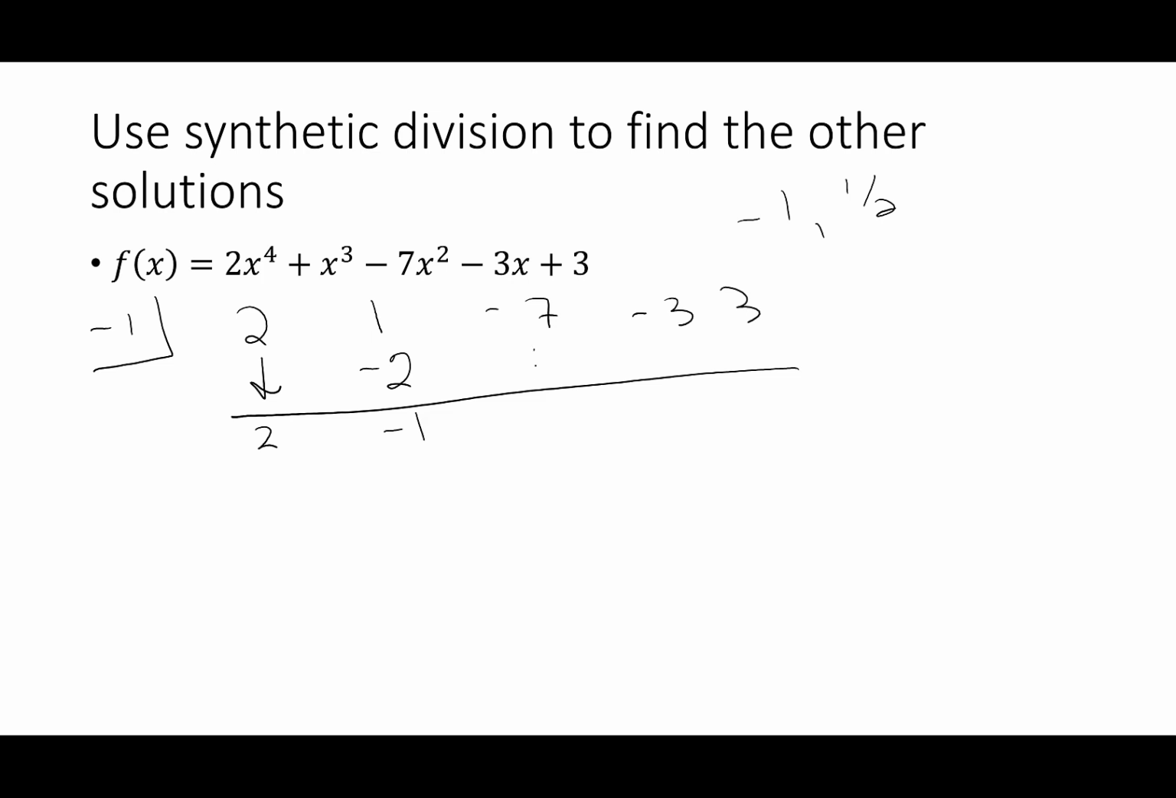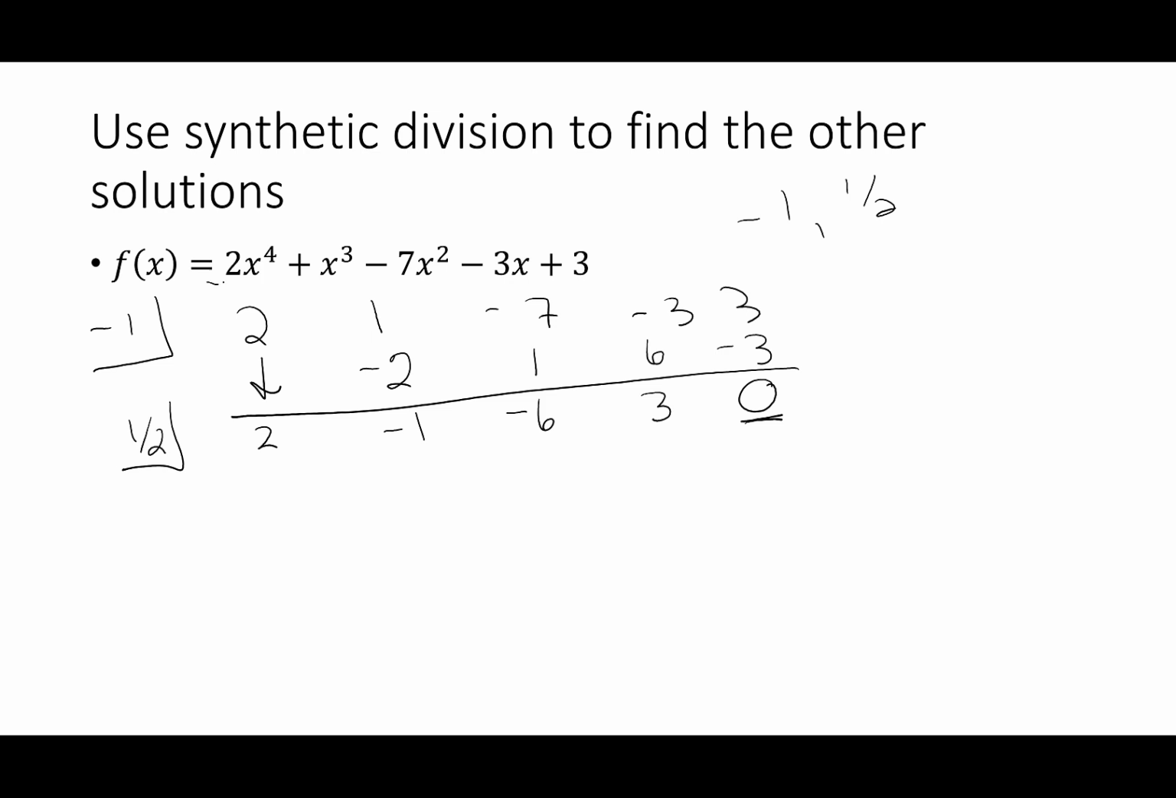Negative 1 times negative 1 is 1. Add that to negative 7, I get negative 6. Negative 1 times negative 6 is positive 6. When I add that to negative 3, I get 3. Negative 1 times 3, negative 3, that's 0. That's what I wanted. Don't start over. Stay where you are and put the 1/2 in a box underneath.